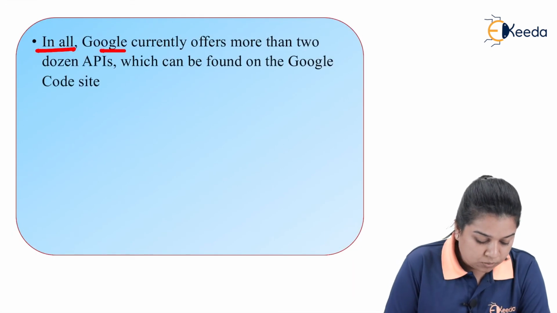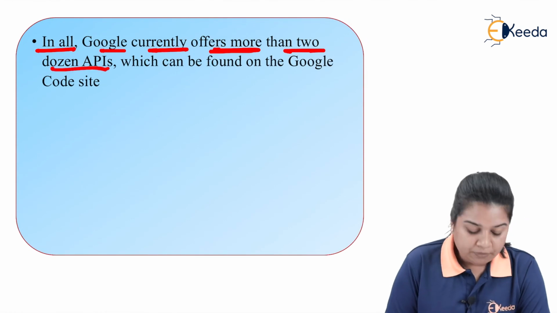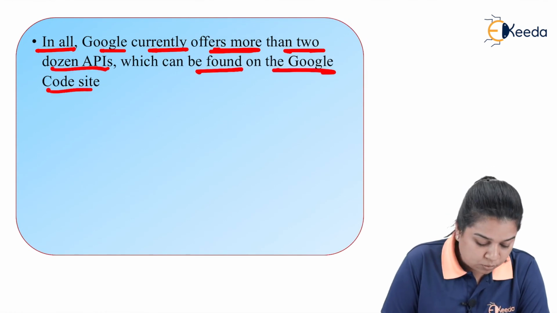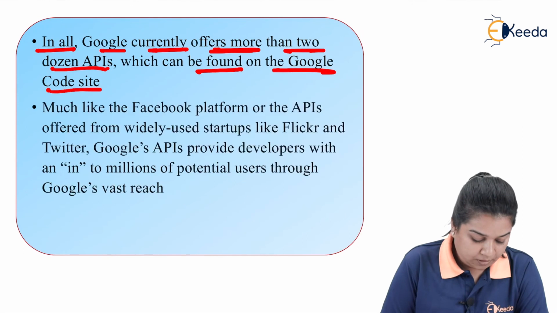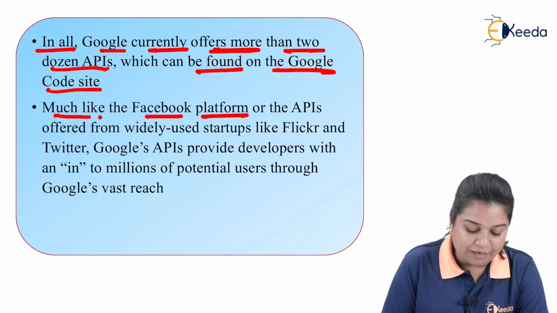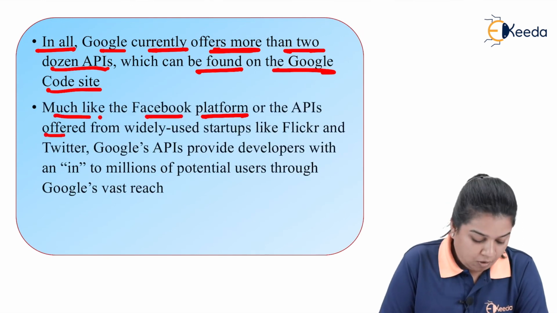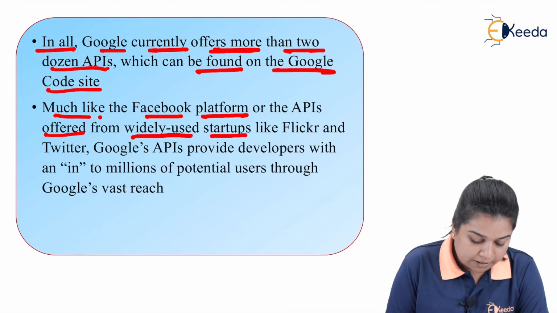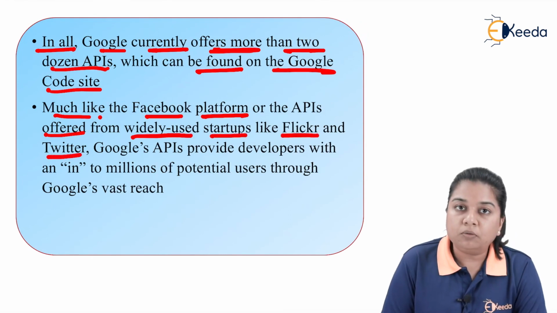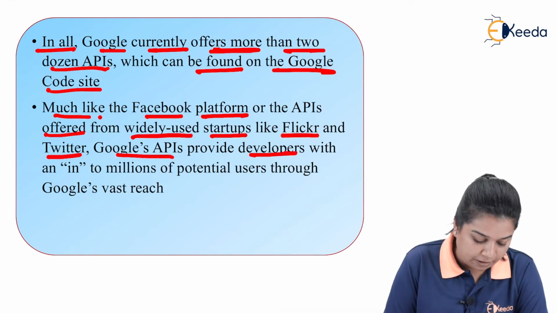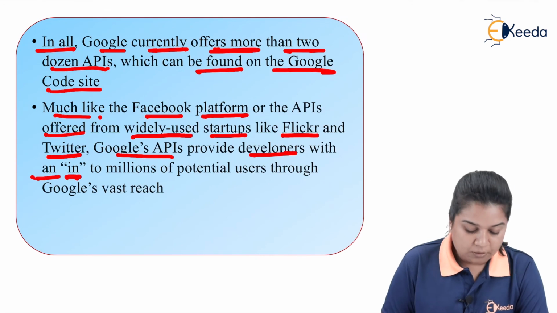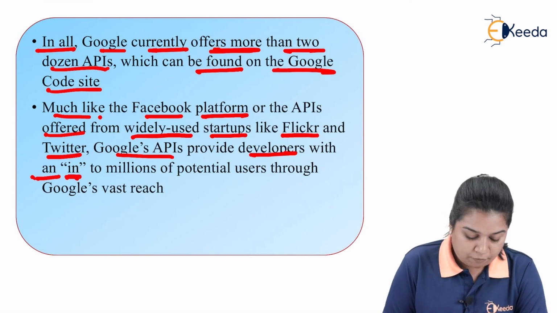In all, Google currently offers more than two dozen APIs which can be found on Google's code site. Much like the Facebook platform or the APIs offered from widely used startups like Flickr and Twitter, Google's APIs provide developers with an in to millions of potential users through Google's vast reach.